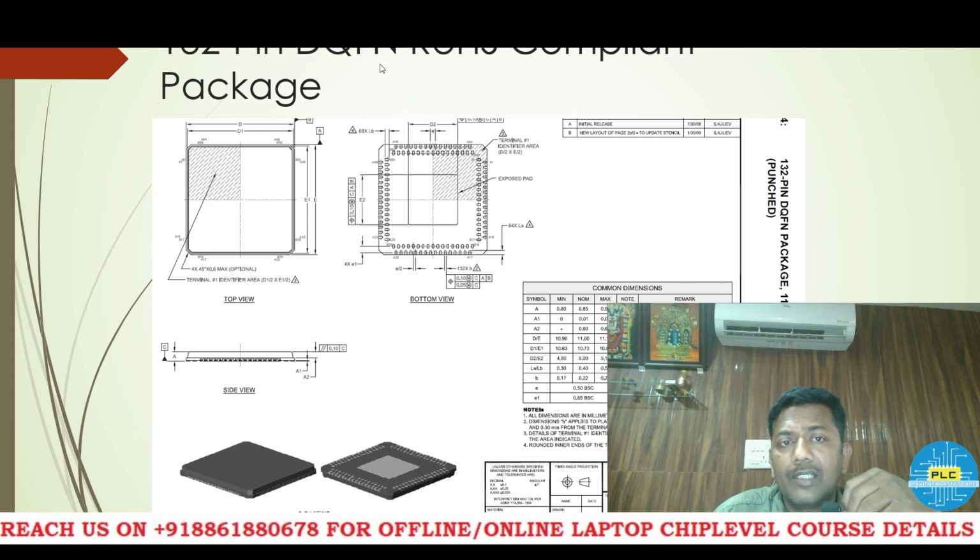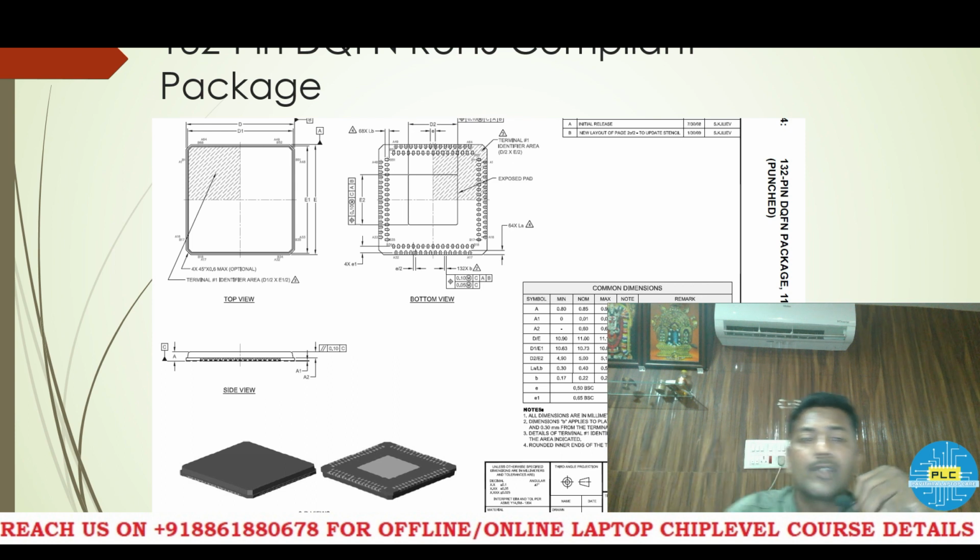Here is a 132 pin DQFN. What is that? DQFN. Just now I told you D is the type. It's a 132 pin DQFN. FN means QFN, Q means quad, flat, no lead. It doesn't have leads. In this particular subscriber's schematic, this particular IC is there, so he has trouble in this. How to read it?